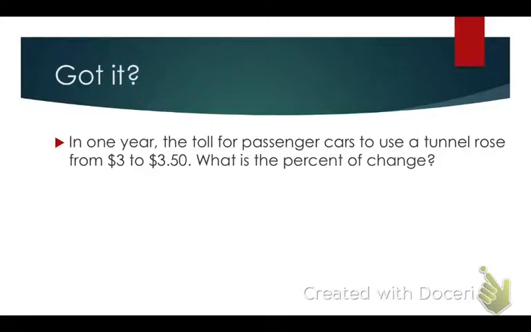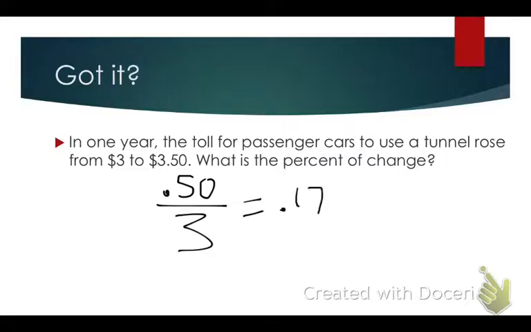Okay, I want you to try this one. So you should have done this, and you should have taken 0.50 because that's the change, divided by the original, which is 3, and gotten 17.17, so 17% increase.